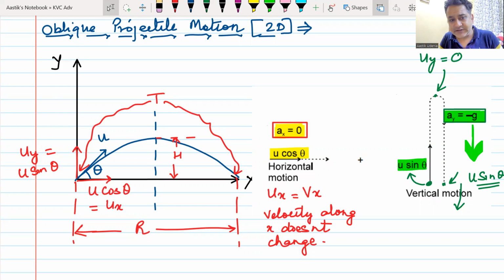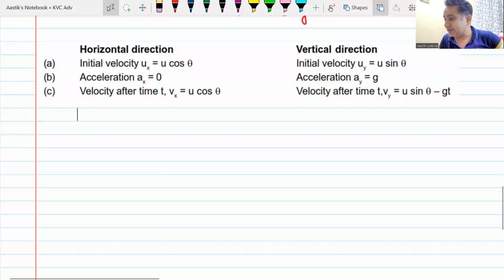Now we can write the equations along horizontal and vertical directions. And those equations you already know. So I'll just put them down again so that you can go through them once more. These are the equations along horizontal and vertical direction. We all know this, yes or no?